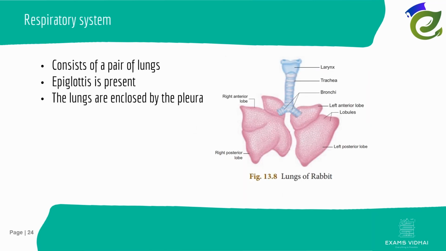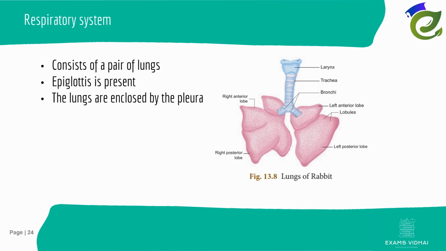Then we have the respiratory system, which consists of a pair of lungs, which are covered by a double membranous pleura. Now, the atmospheric air passes through the external nostril, the nasal passages into the pharynx. From the pharynx, it passes through the glottis into the windpipe, and the glottis contains a structure called the epiglottis, whose function is solely to prevent the entry of food into the windpipe.